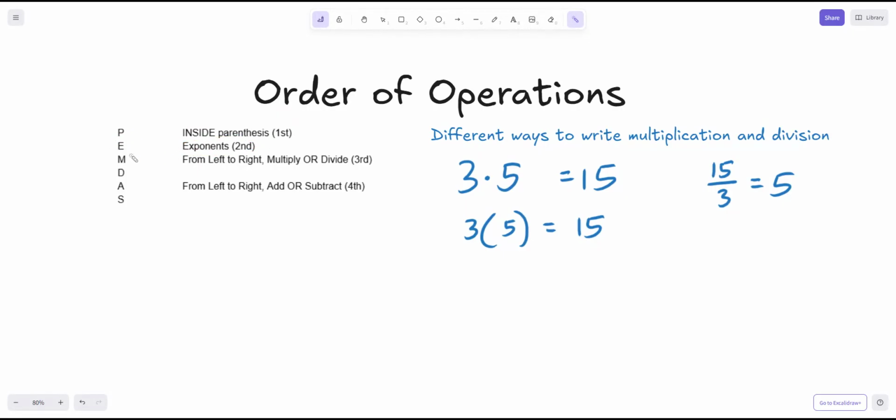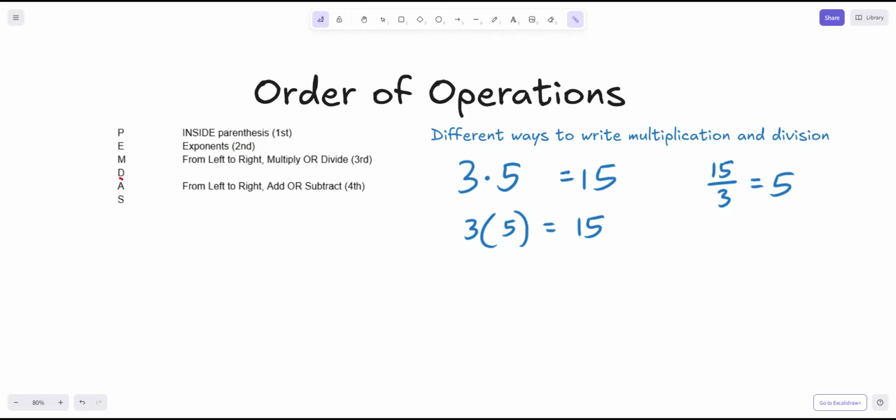Next one's a little tricky, and sometimes people get this confused. So M and the D, right? Multiplication and division comes next. It's not always multiplication followed by division, right? Multiplication and division actually have the same priority, and we go from left to right in the equation or expression. So again, multiplying and dividing have the same priority, right? We want to go from left to right.